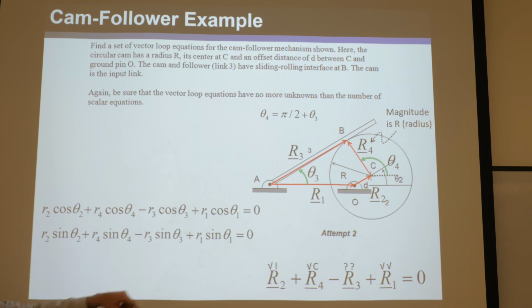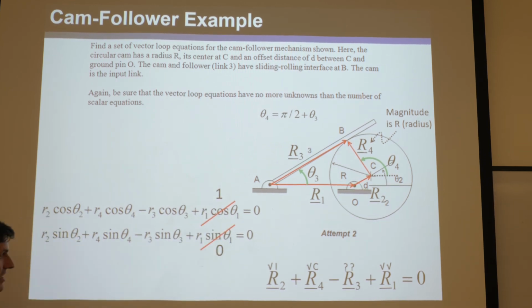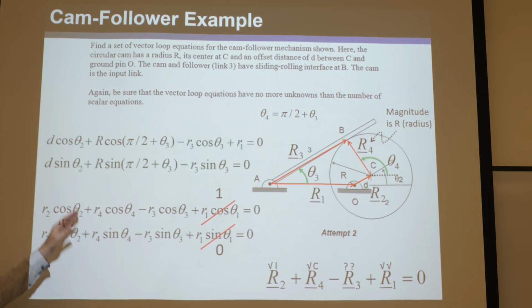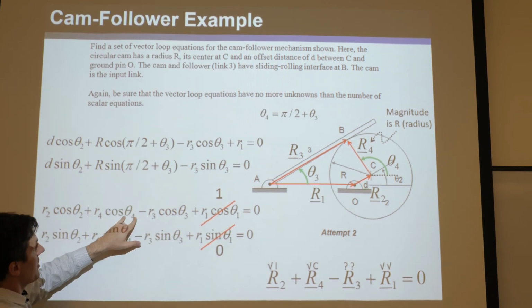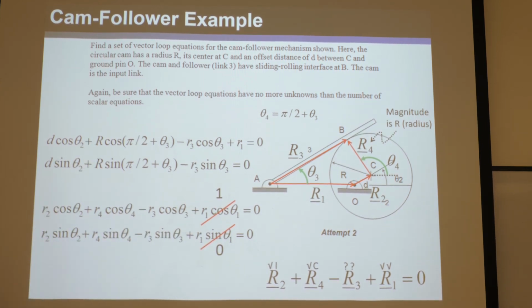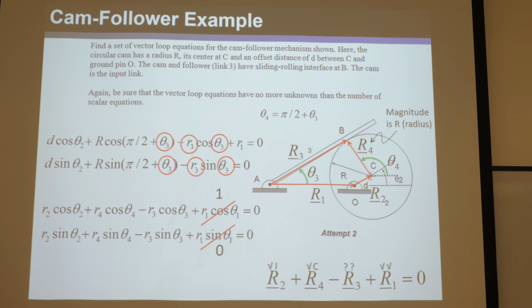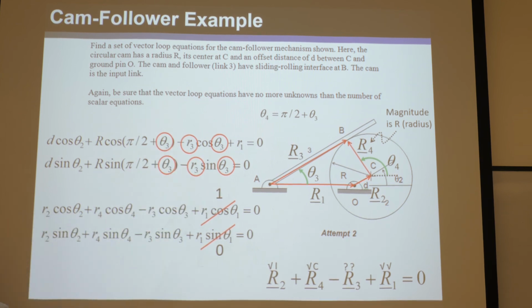Here are the components of all of these vectors with the signs. We know theta 1 is 0, so this is 1. We know this is 0 because sine of 0 is 0. And so we simplify this equation to this. And here for theta 4, we plug in theta 3 plus pi over 2, and we get that. So here are the simplified equations. You see here's one of the unknowns, and here's the second unknown. So we have two equations with all the knowns in there, and two unknowns. Two equations, two unknowns, and we can solve it.